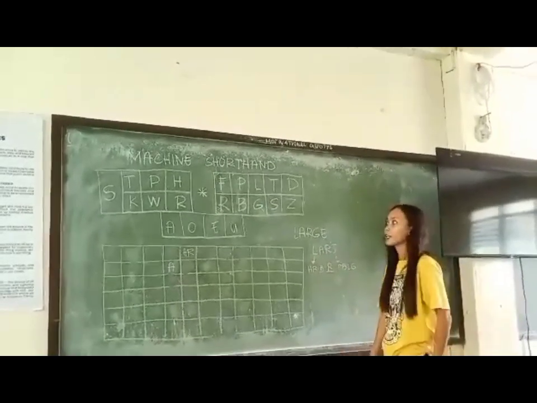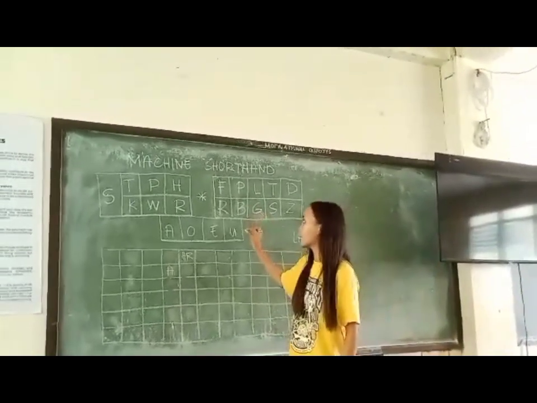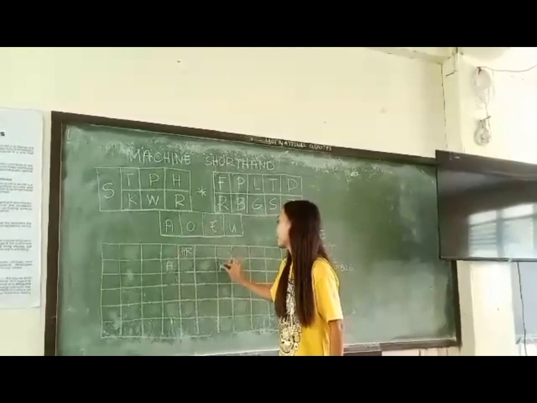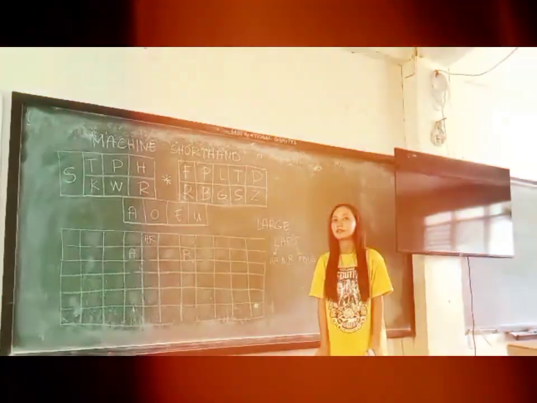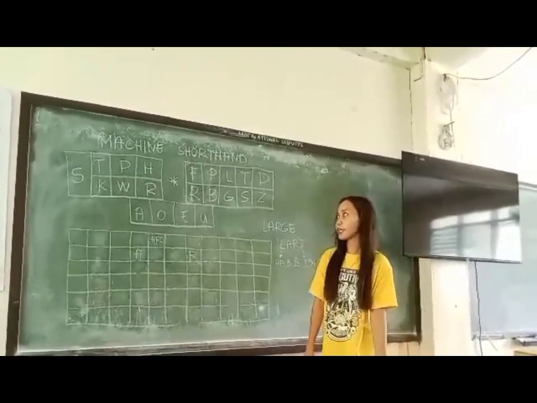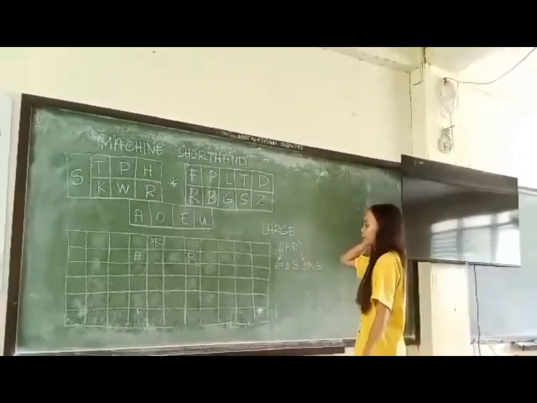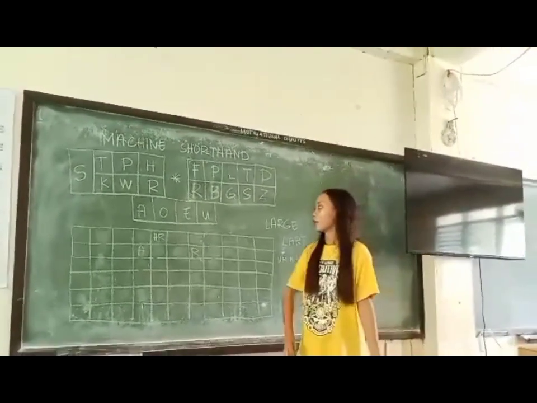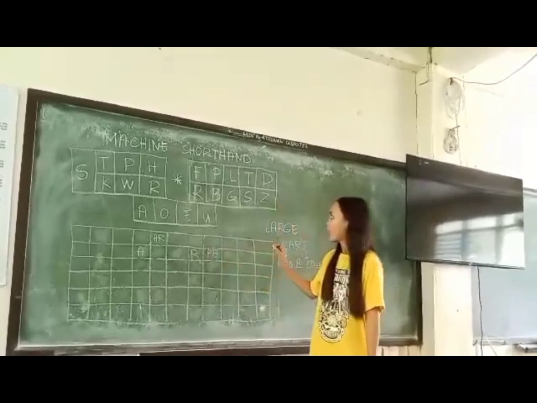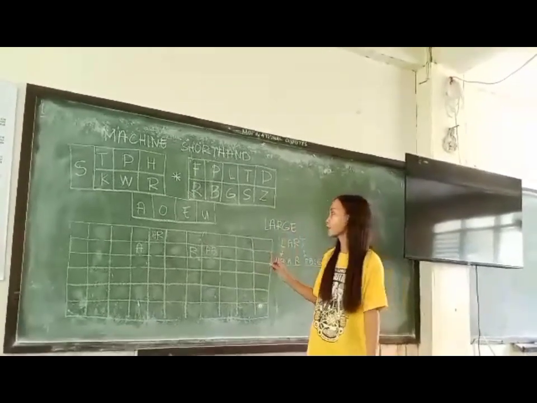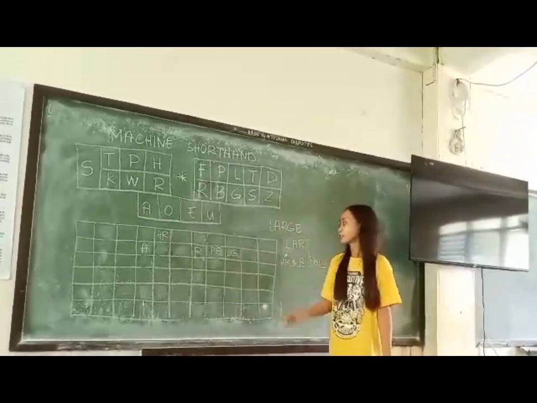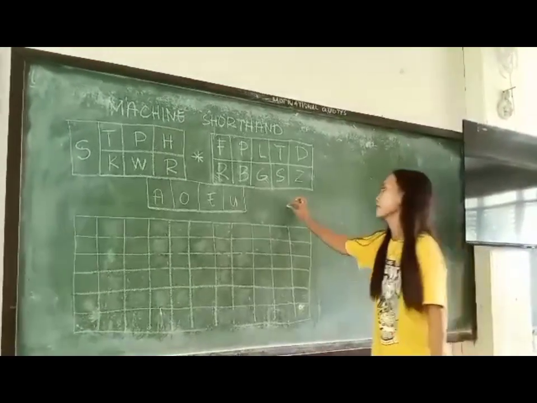Next is the final R, which is depress your right index finger to put the R. Next is the final LG. To write it in machine shorthand, just simply depress your right index finger, the PV, and the middle finger to put the final LG.